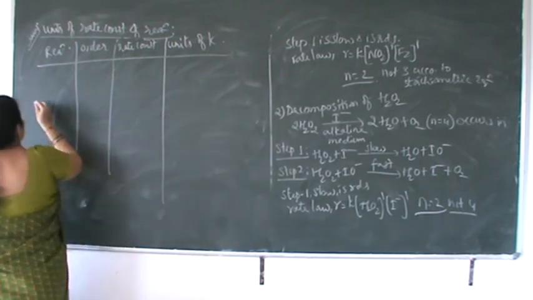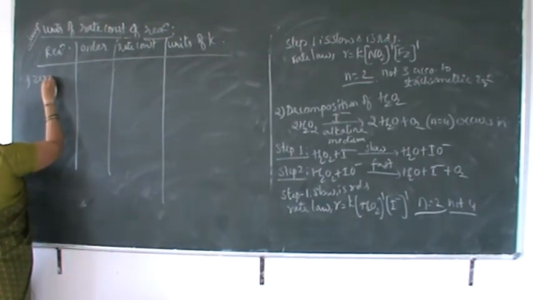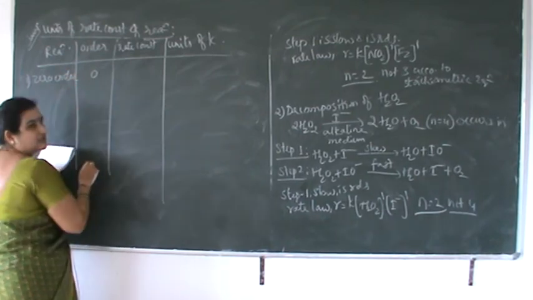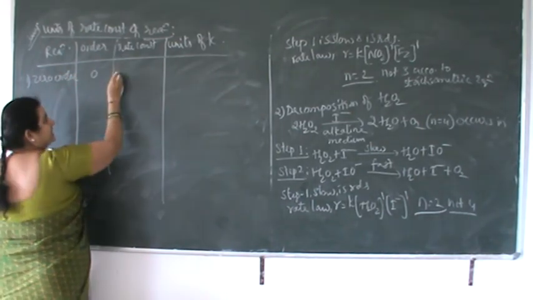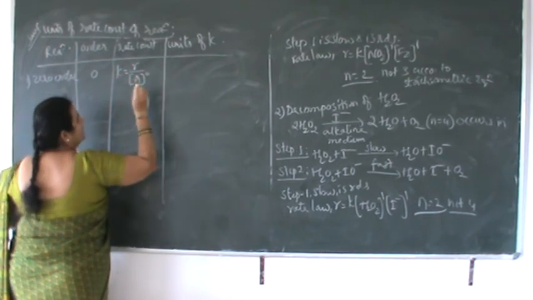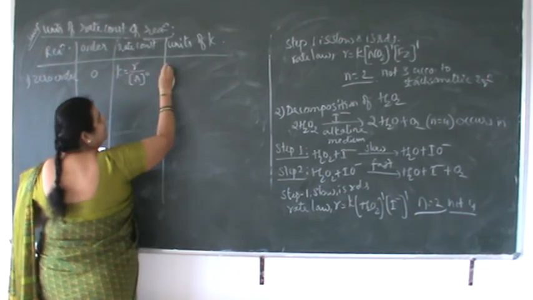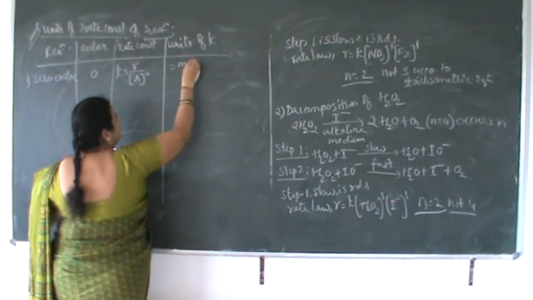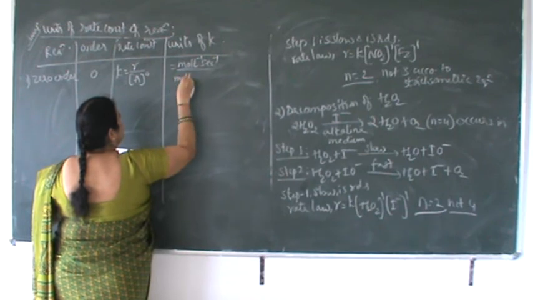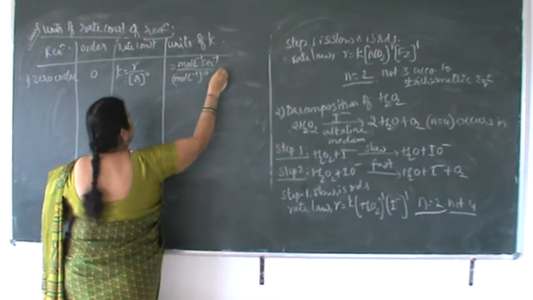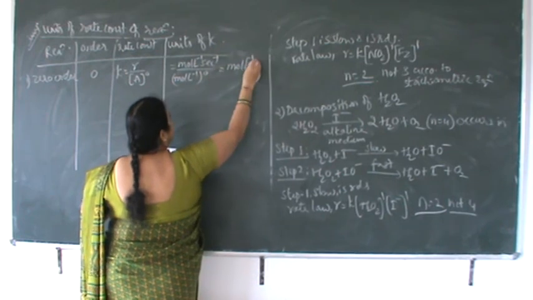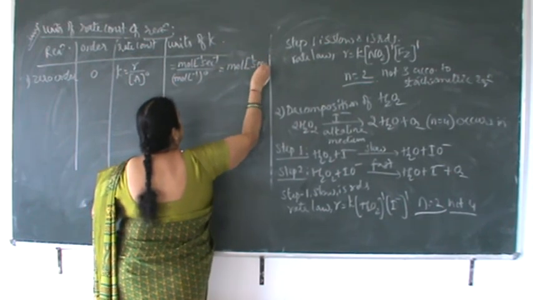Then in the first column, zero order reaction. Order of the reaction is 0. So the rate constant expression is R divided by A raised to 0. So for units of K, units of R will be moles per liter per second divided by moles per liter raised to 0. So the unit of rate constant will be moles per liter per second.